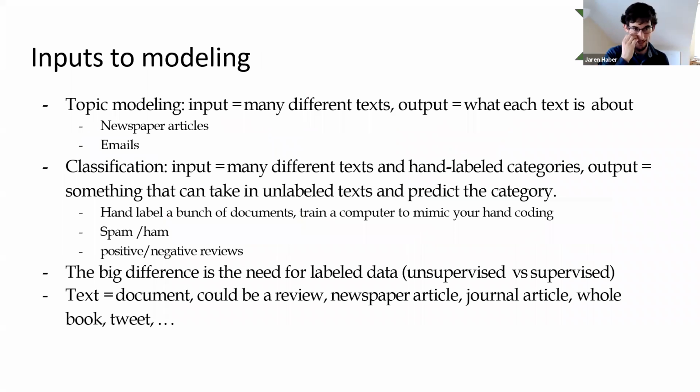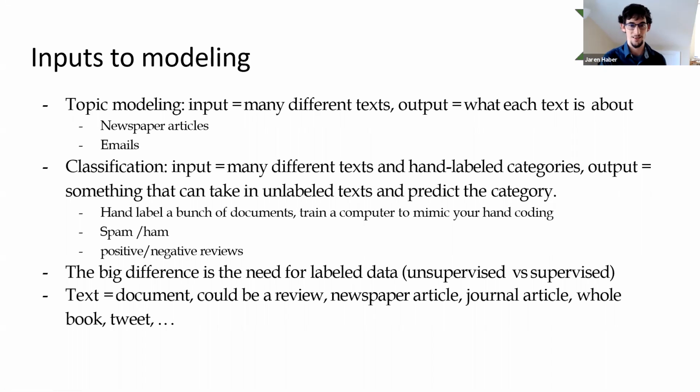Different approaches to modeling. One of the first things you've got to think about here is that different models require different inputs. Whereas topic modeling, which we won't talk about the mechanics of that much, just how it's used, the input is a lot of different texts, and the output is some sense of what the texts are about. You could throw in a lot of newspaper articles, a lot of emails, whereas classification is a whole different ballgame. What you need is lots of different texts, but also hand-labeled categories.